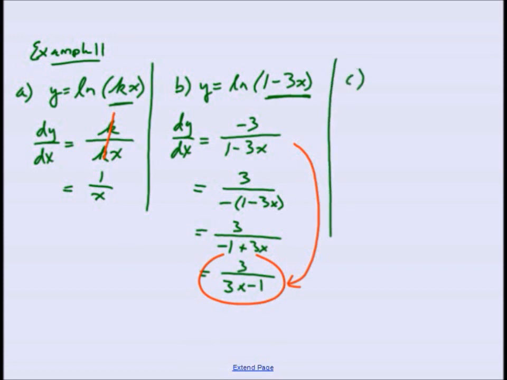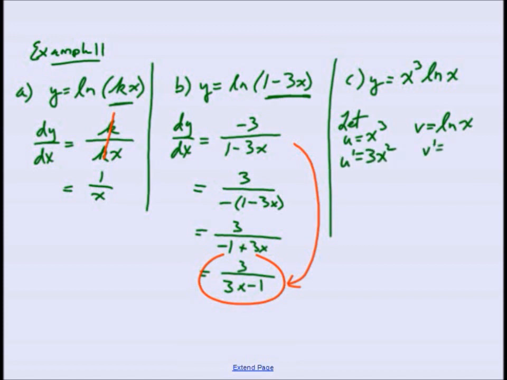And C, y equals x cubed ln x. Okay, you can see here we're going to need to use the product rule. So let u equal x cubed and v equal ln x. So u dash will be 3x squared, v dash will be 1 over x. The derivative, u dash v plus u v dash.